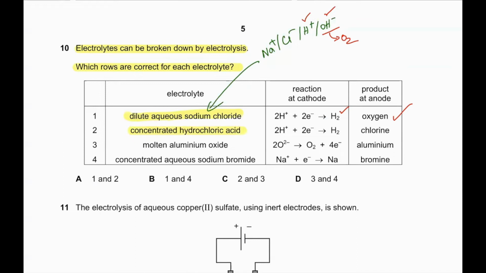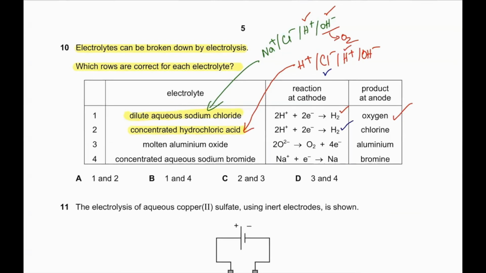Guys, in concentrated hydrochloric acid, the ions that are present are H+, Cl-, H+ from water, and OH-. So as we can see, cations is only H+ ion, and since it is concentrated, chloride will be favored. So 2H+ + 2e- gives H2 in the cathode reaction, correct, and product at anode will be chlorine, also correct. So 1 and 2 correct, so A will be correct.